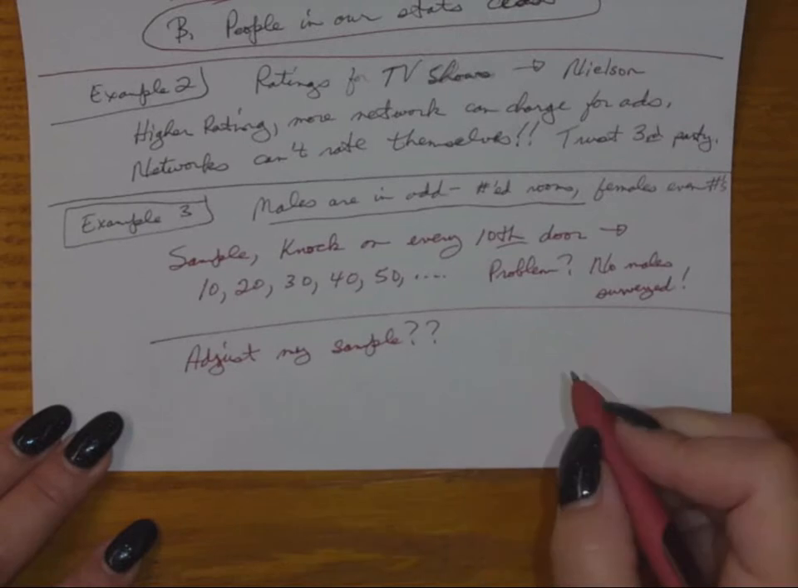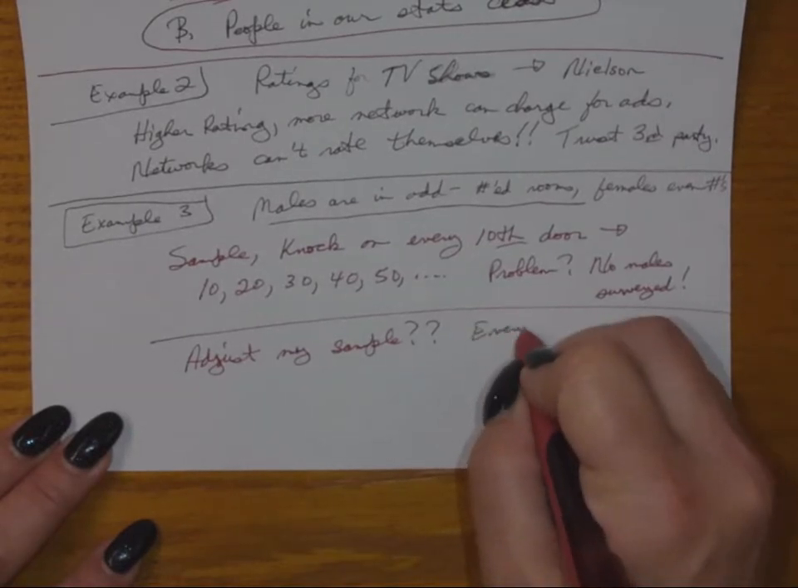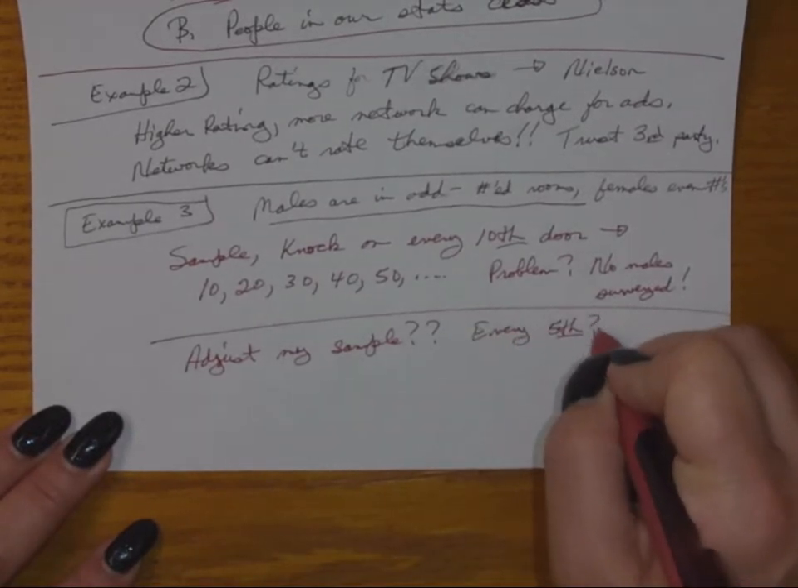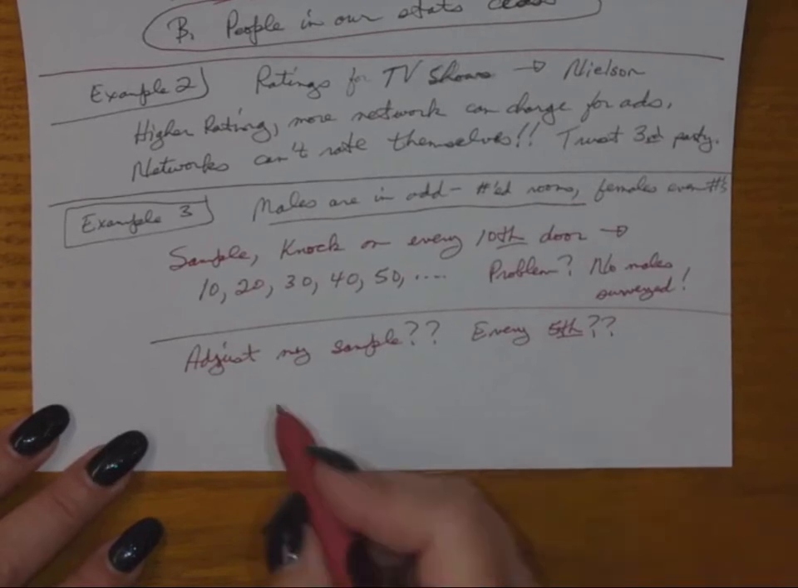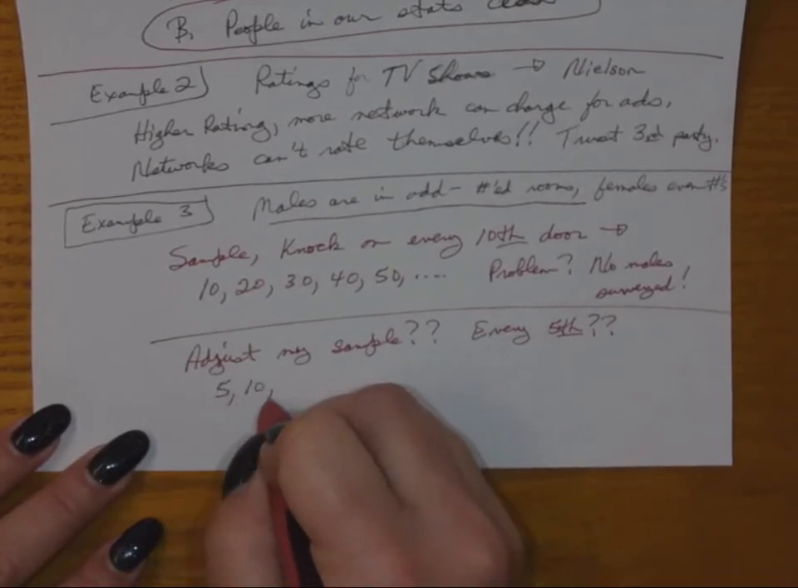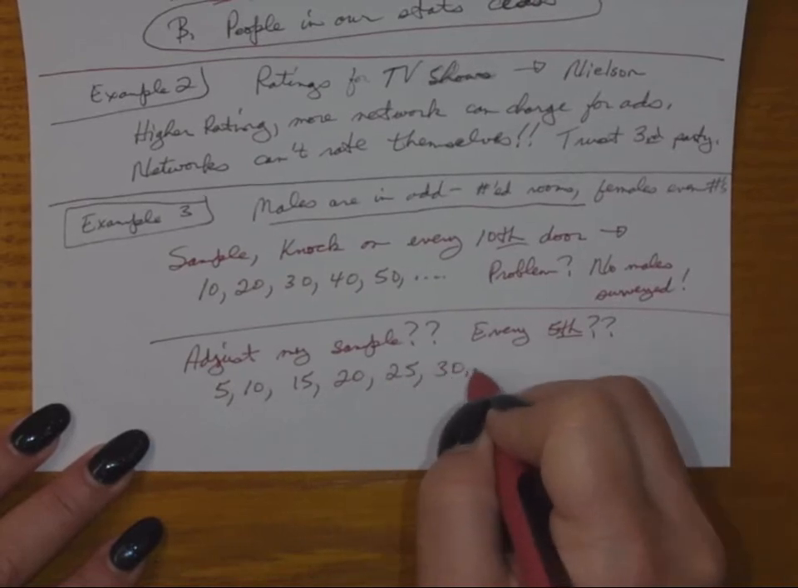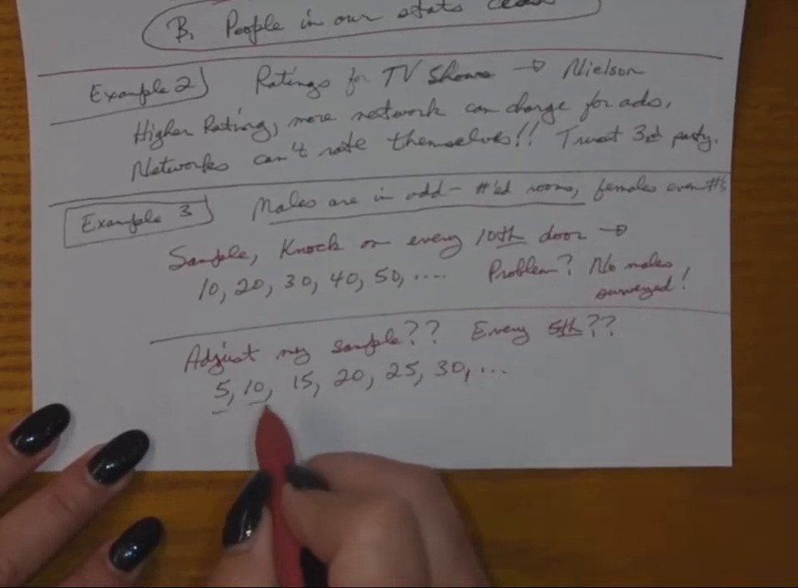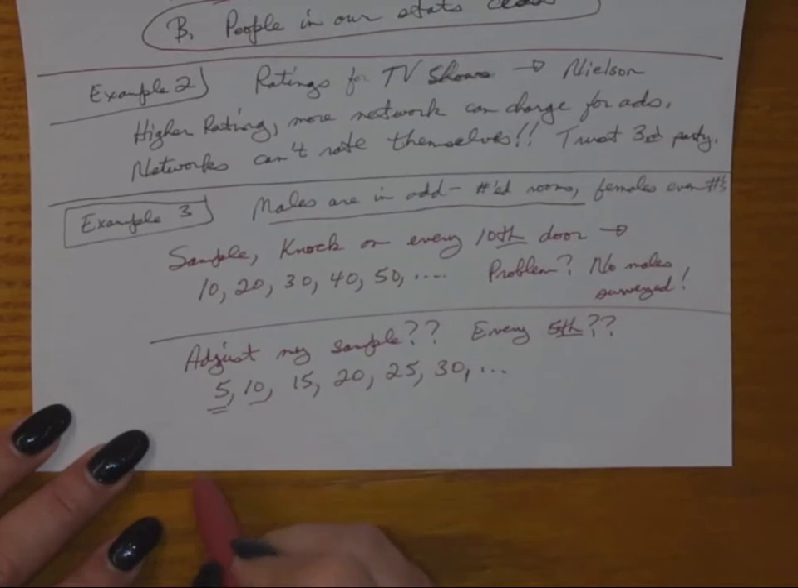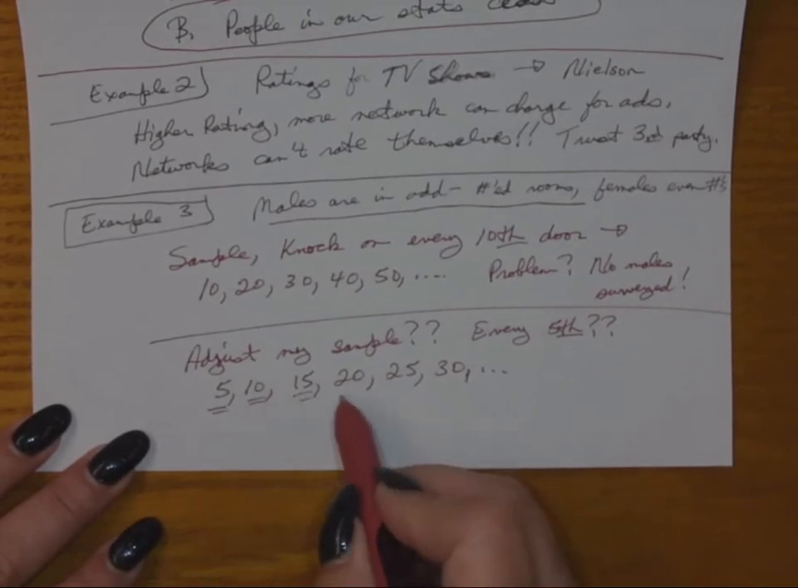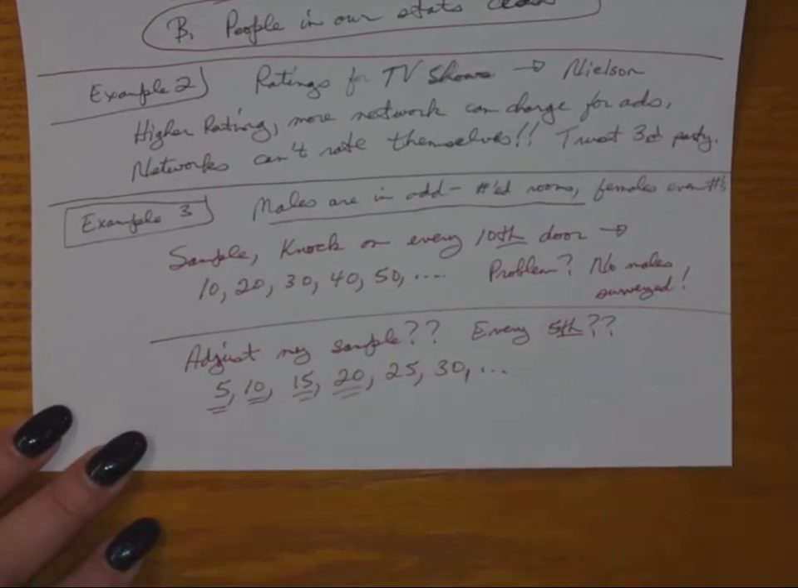Okay, maybe if I go every fifth. If I go every fifth, that might be better, right? Because then I've got 5, 10, 15, 20, 25, 30, and so on, right? So that gives me an odd, this will be a girl, this will be a guy, this will be a girl, this will be a guy. So that gives me every other one, male, female, and so that's probably more representative of the residents that live in that dorm, right? Okay.